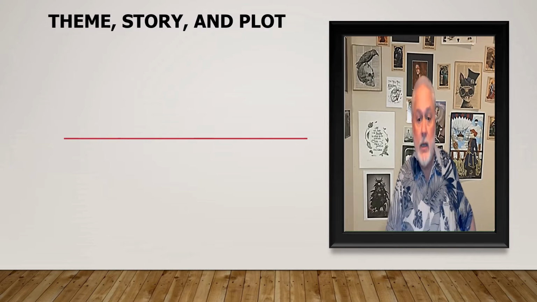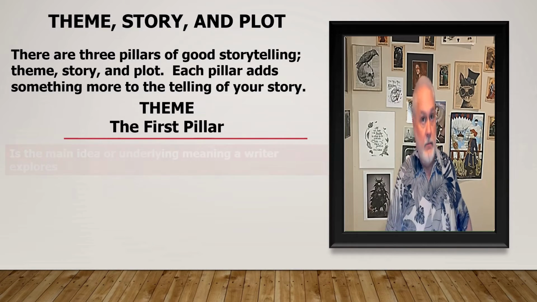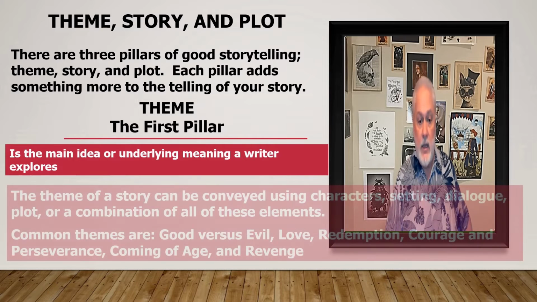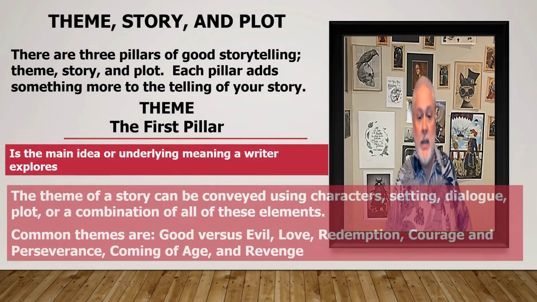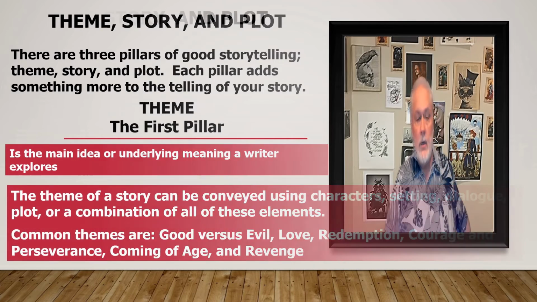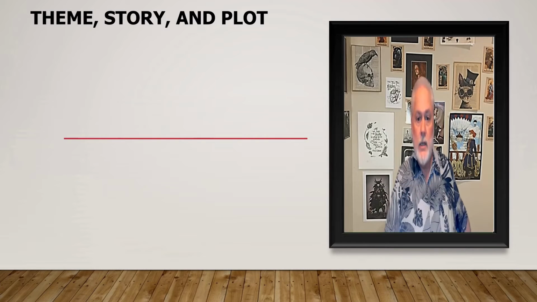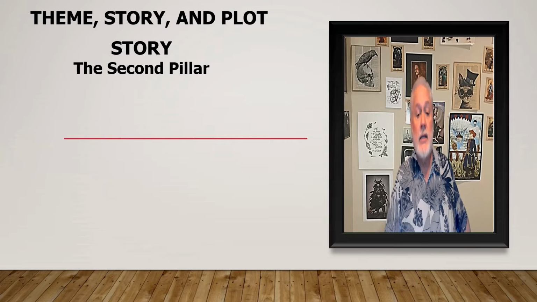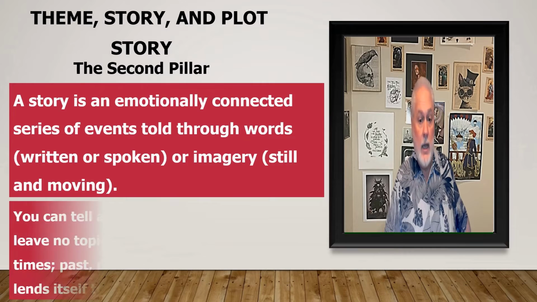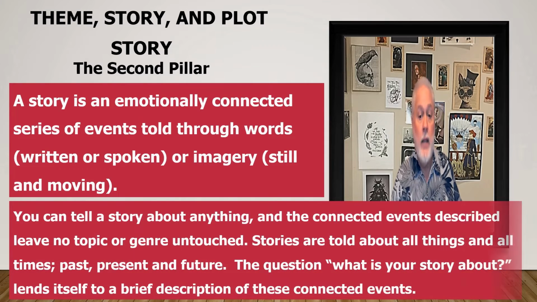There are three pillars of good storytelling: theme, story, and plot. Each pillar adds something more to the telling of your story. Theme being the first pillar, it is the main idea or underlying meaning a writer. Story is the second pillar. A story is an emotionally connected series of events told through words, either written or spoken, or image.